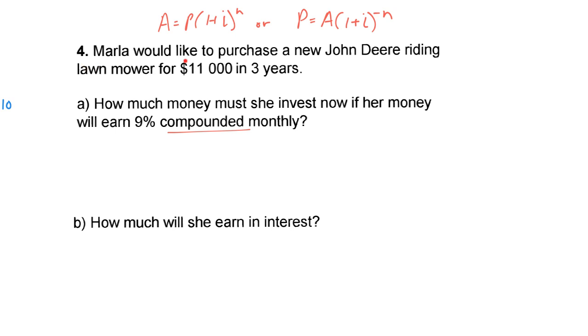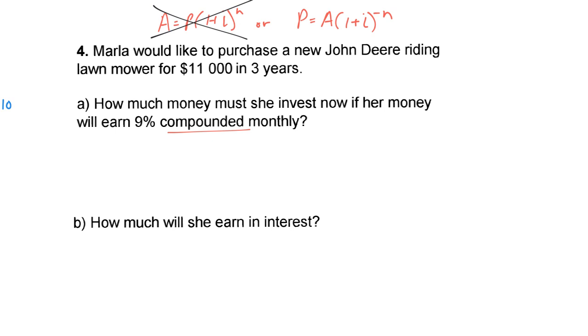This one says, Marla would like to purchase a new John Deere in 3 years, at $11,000 in 3 years. The moment I see that I've got something that I want to purchase in 3 years, it tells me that I'm not going to be using the first equation. I got to use the second equation because I want to know how much money she needs to invest now that will earn 9% compounded monthly to get $11,000. So that is the equation that we're going to use.